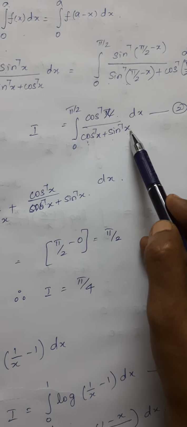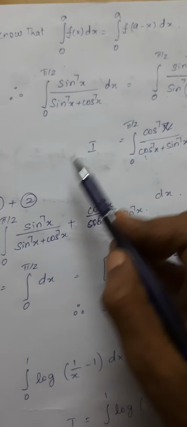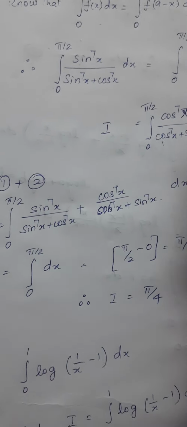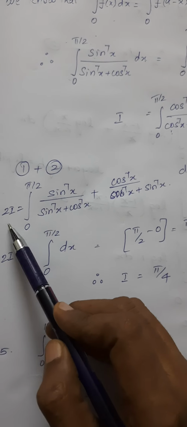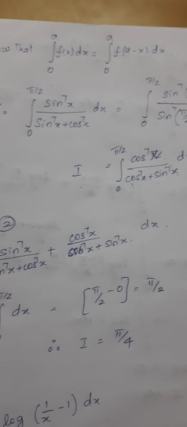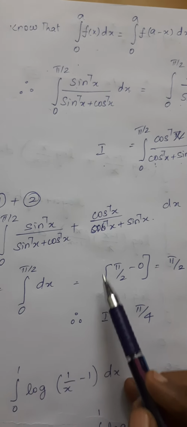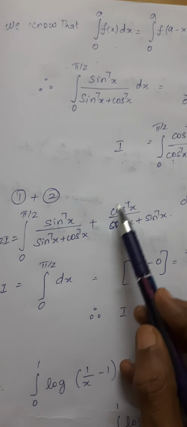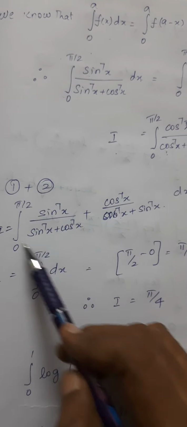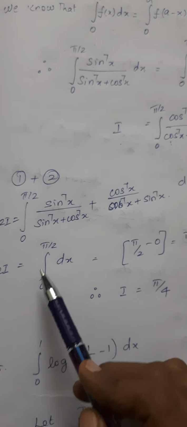So sin power 7x has changed. Now we have two different values. So let us add 1 and 2. See, the LHS is the same, so that we can add. If you add 1 and 2, you get 2I is equal to, this is the first I and this is the second I. So let us add both together. We get the answer as 1: sin 7x plus cos 7x by sin 7x plus cos 7x. So you get the answer as 1. 1 into dx, that is dx.